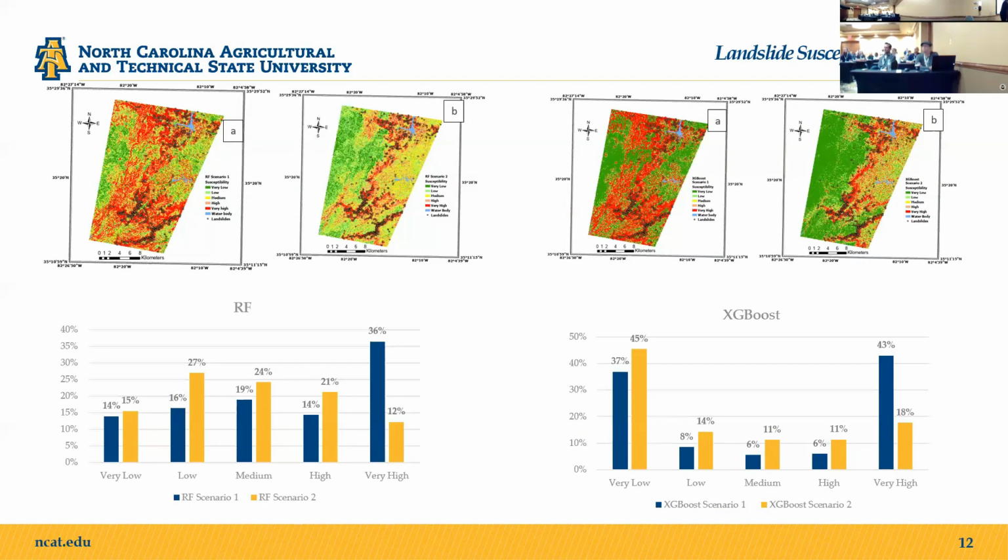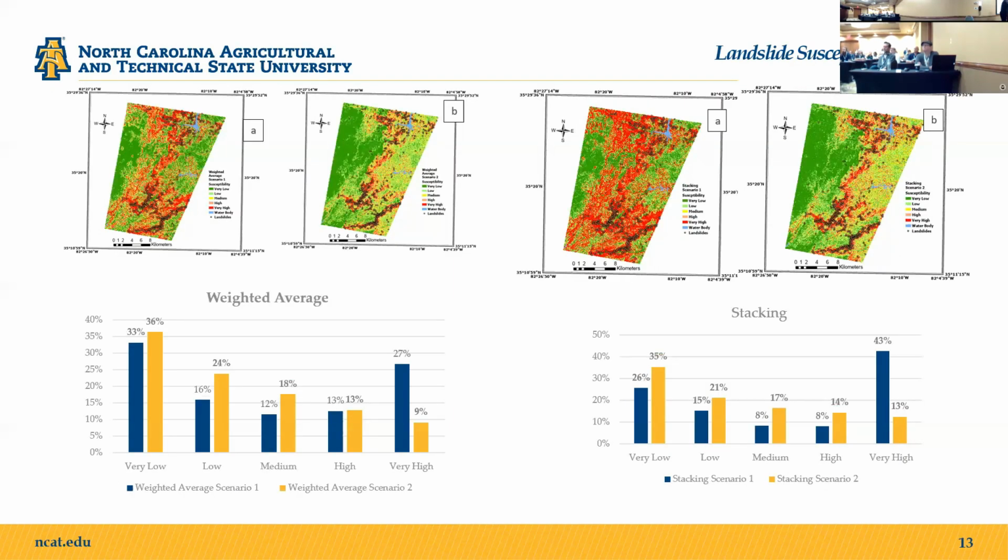And this is for random forest, and the other one is for extreme gradient boosting, XGBoost. And this is the weighted average and the stacking. The best accuracy came from the weighted average, and the area classified as very high for scenario 2 is 9%, and for scenario 1, 27% were classified as very high.